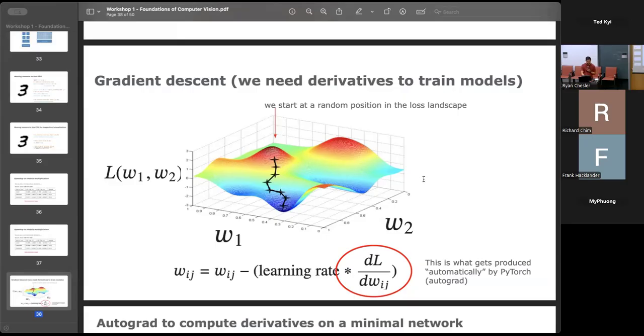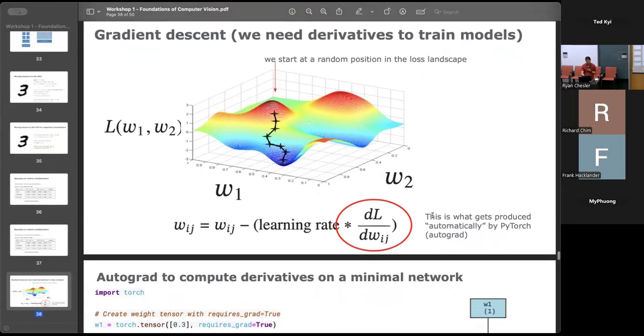So PyTorch hides a lot of the details for you. You don't have to be super in the weeds on how do I take the derivative of this convolution operation or some matrix multiply thing. It does a lot of the details for you.